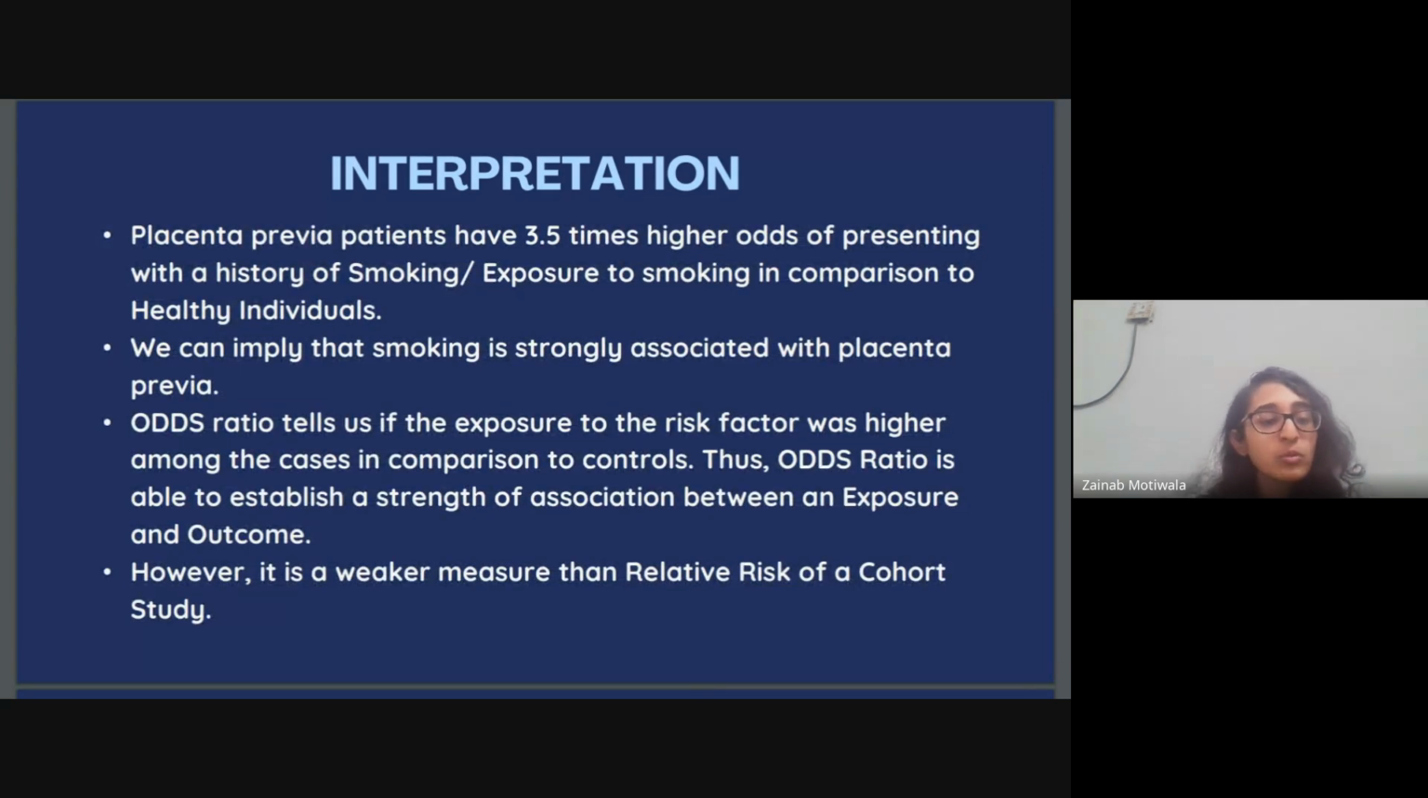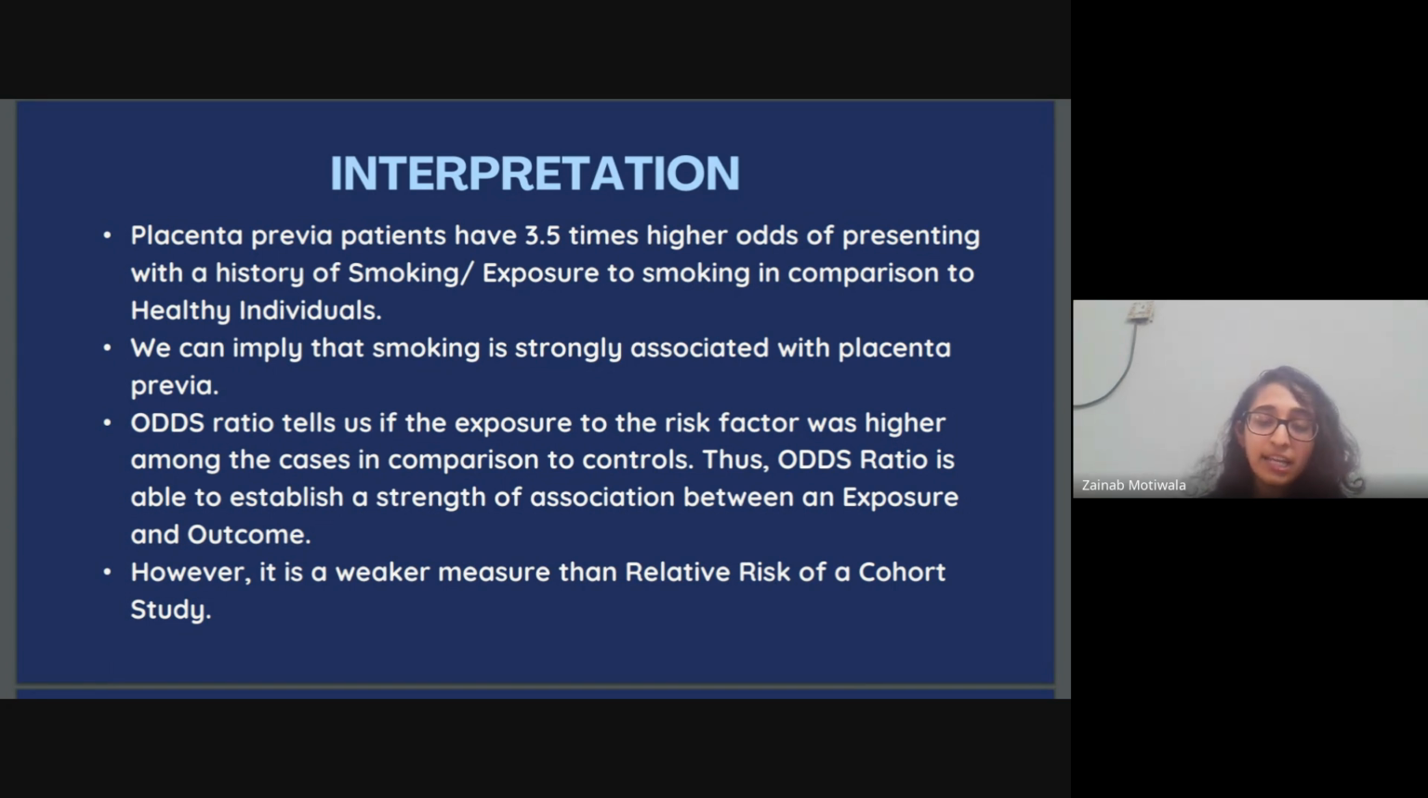For placenta previa, what the odds ratio does is not only give us a qualitative measure showing a positive, negative, or no association, but it also quantifies the association. So in this case, we have it quantified: placenta previa has 3.5 times higher odds of presenting with a history of smoking as compared to healthy individuals. This can imply that smoking is strongly associated with placenta previa, but it also tells us the degree to which it is strongly associated. And odds ratio tells us if the exposure to the risk factor was higher among cases in comparison to controls. So that is a wonderful thing.